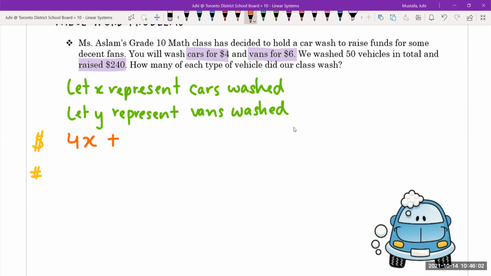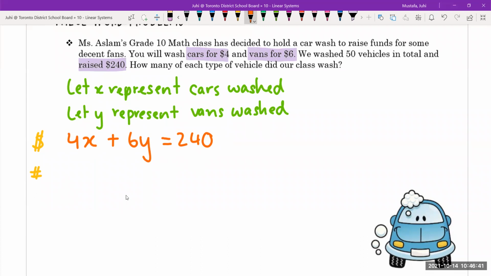Plus, what do we do for the vans? Saphir? Yeah, we know vans cost $6 and we know we have a Y number of vans. So we're going to say 6Y. Does this make sense? Okay. So again, we don't know how many cars and how many vans we wash. We're representing them with X and Y, but we do know each car costs $4 and each van costs $6. And in total, when we wash all of these, how much money will we get in total for you? $240. And you guys notice now every single number in this equation is a money amount. $4, $6, $240. That's why I say you always want one equation for money.